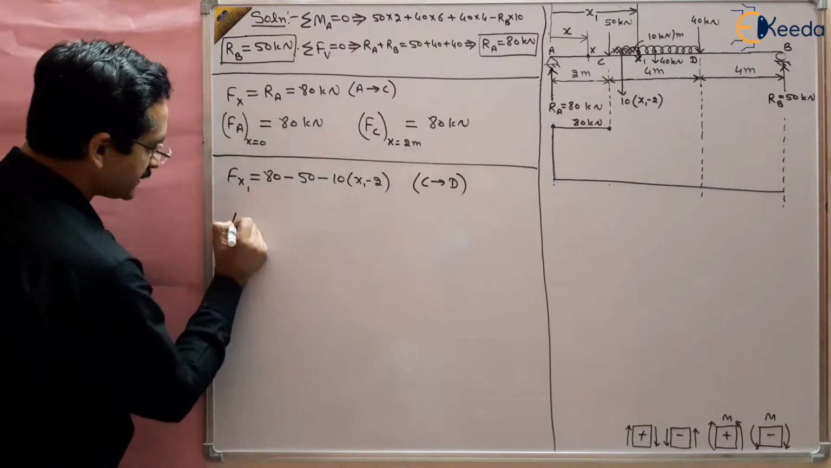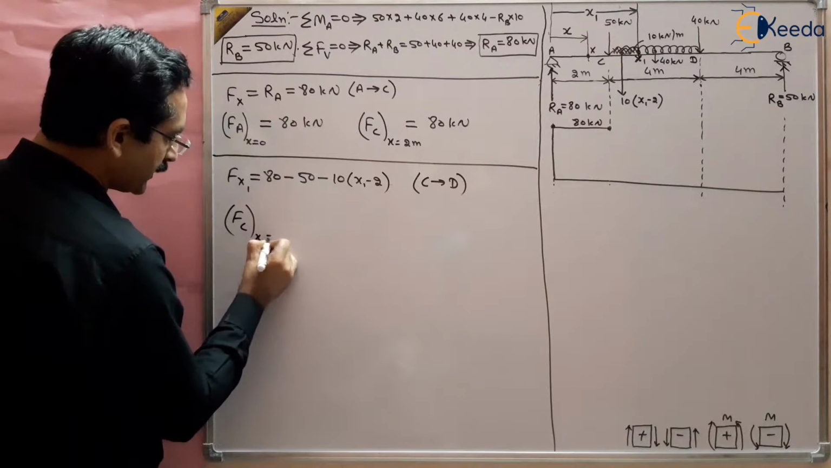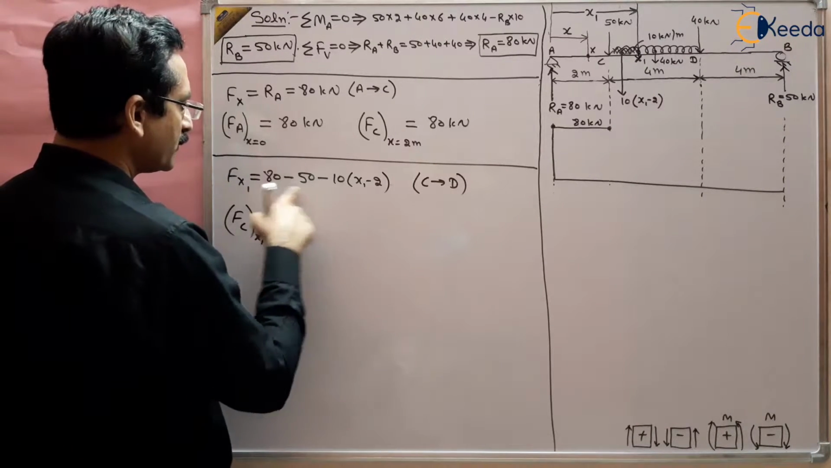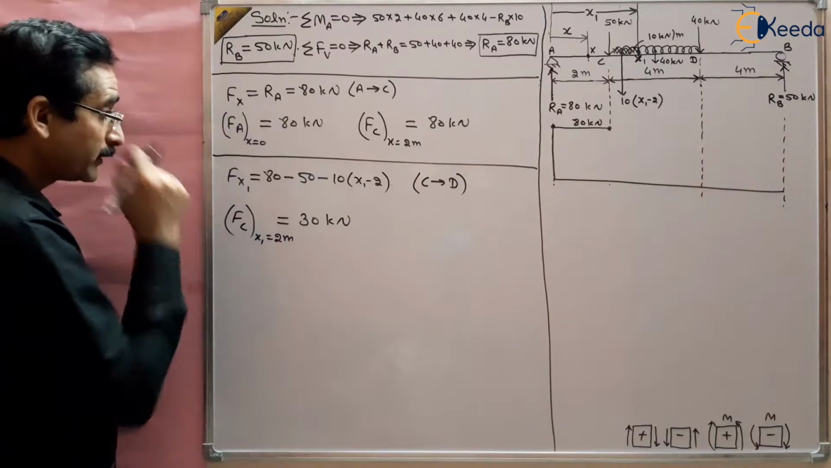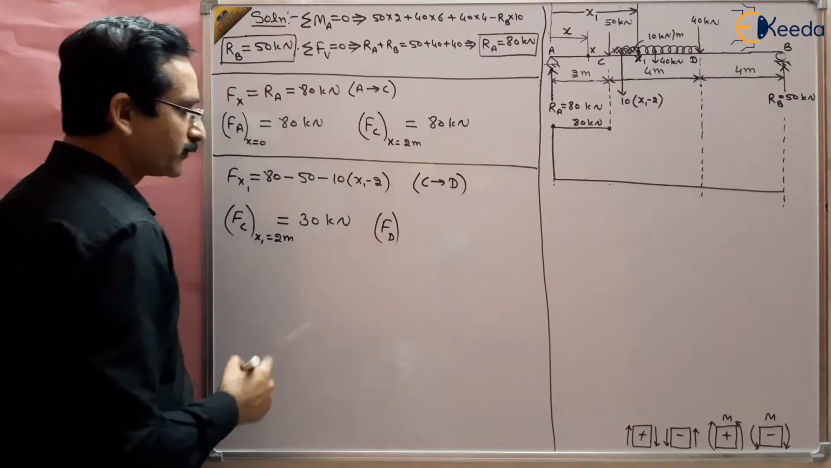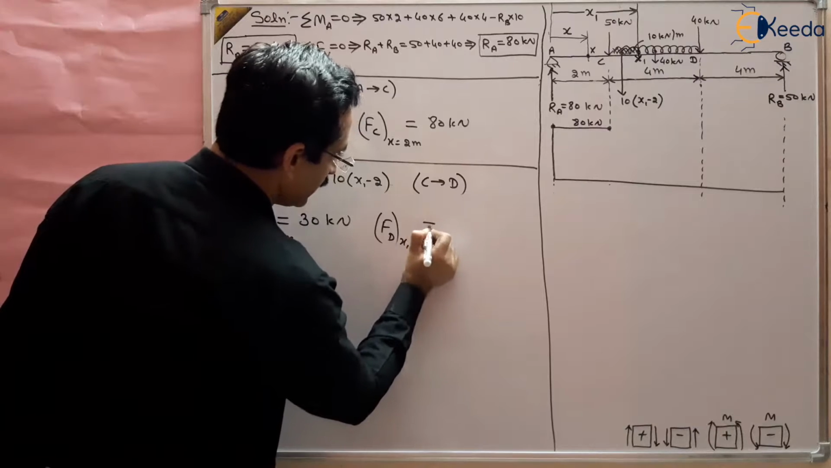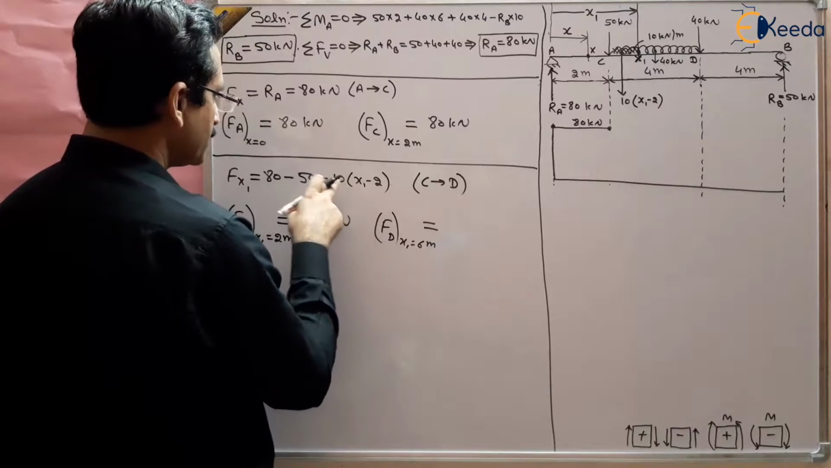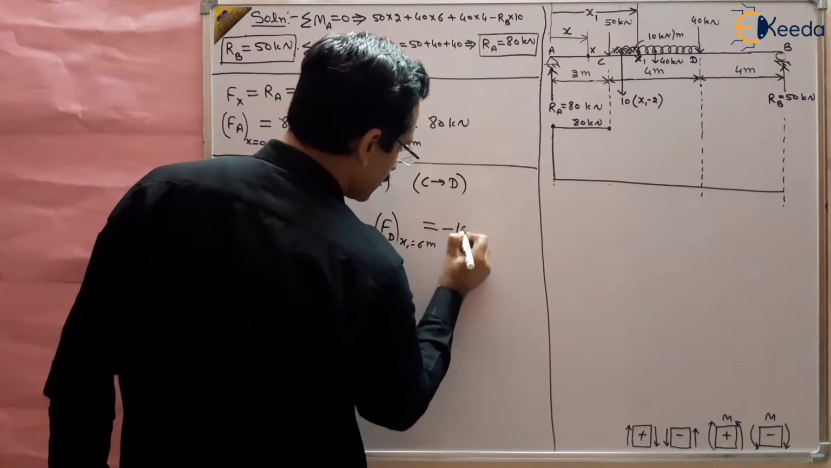Then what is the value of F at C? That is when x1 is 2 meters. Put here the value of x1 as 2 meters, and you will get 80 minus 50, which is 30 kilonewton, right? And what is FD, which is at a distance of 6 meters, where x1 is equal to 6 meters? Put here 6 meters, so you get 6 minus 2, 4, this is 40. 80 minus 50 is 30, minus 40 gives minus 10 kilonewton.